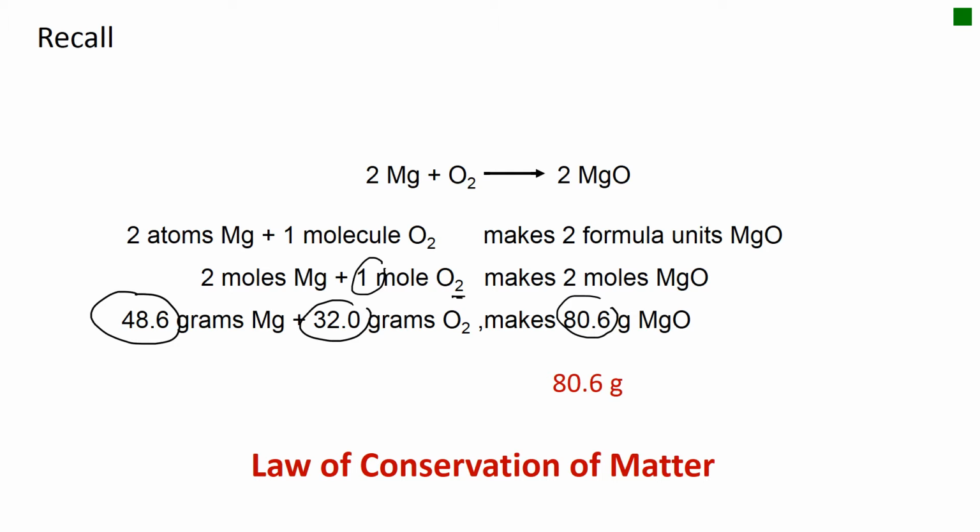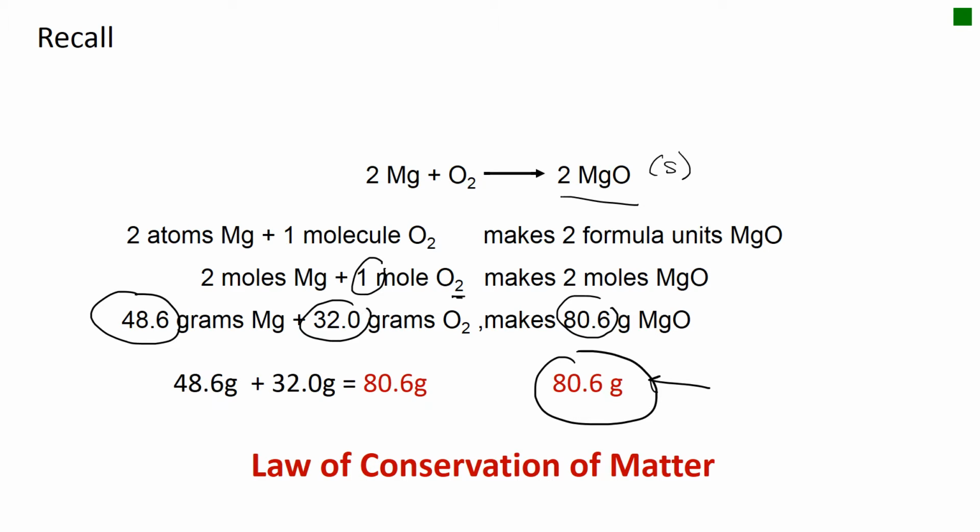So if I was able to collect my product at the end, this would be a solid. Some of you may have done this when you had magnesium metal and you burned it, and you saw some light flashing and you saw an ashen powder at the end. If you heated it a little too hot, you would have seen that MgO produced. If you could have collected every single atom of that, it would have weighed out to 80.6 grams. But keep in mind that we started with 48.6 plus 32, which equals 80.6 grams. There's no matter lost in the process.